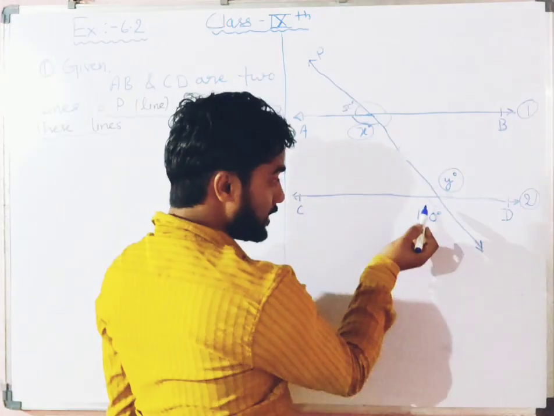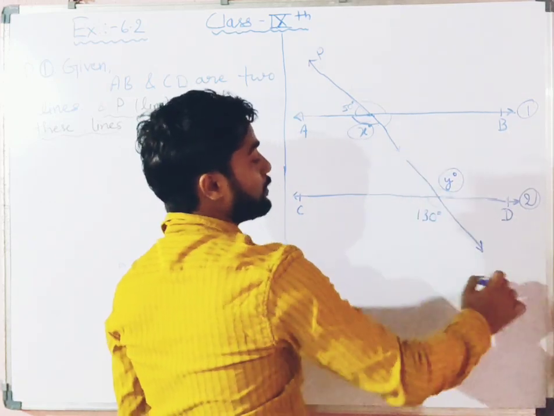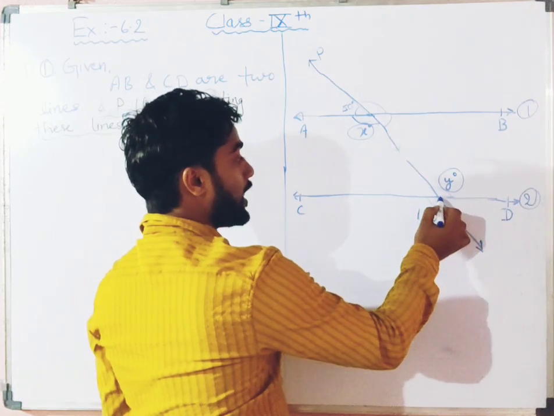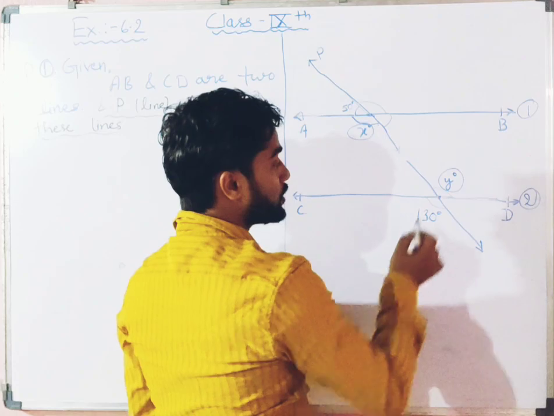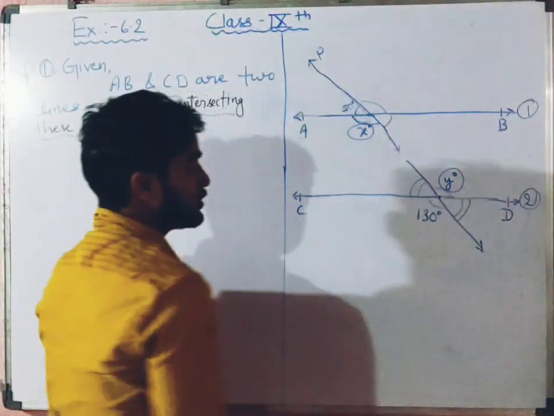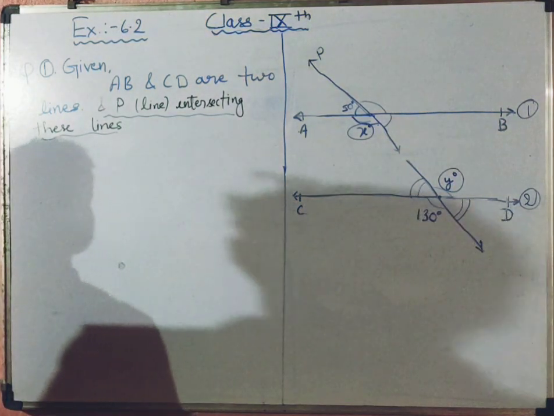Similarly, we can see in the downside figure, this part of line P is intersecting the line CD. So at this point they are intersecting. That means these and these are vertically opposite angles to each other. Now, what do we have to find? We have to find the value of x and y.